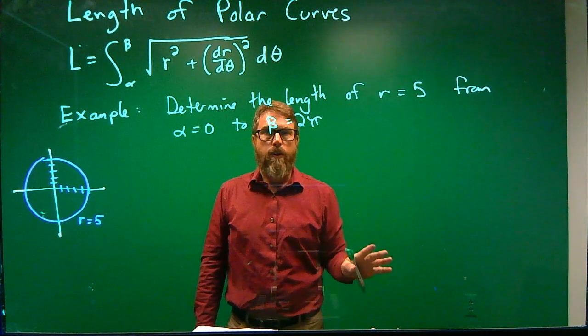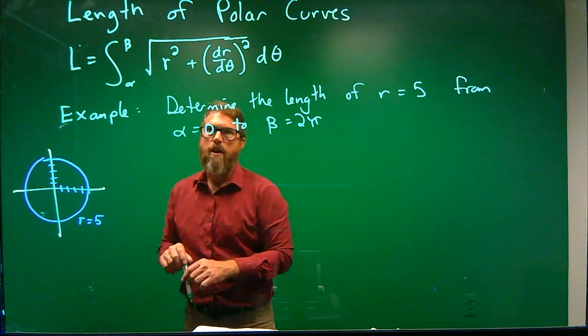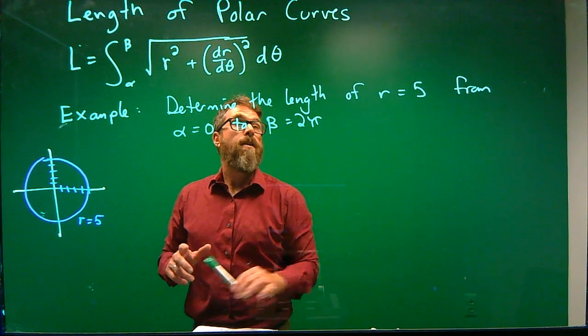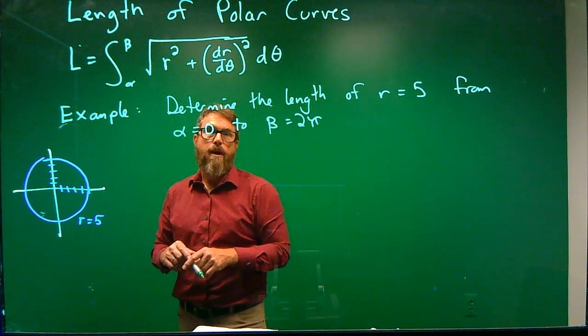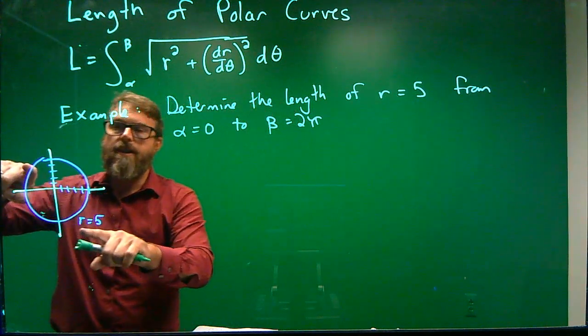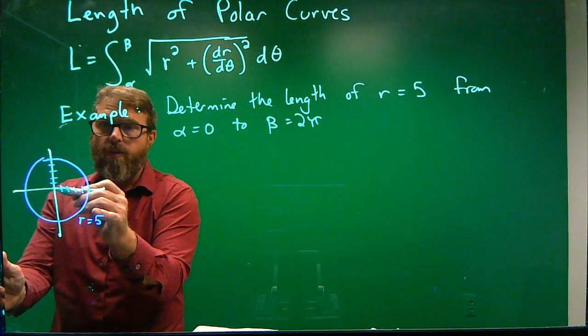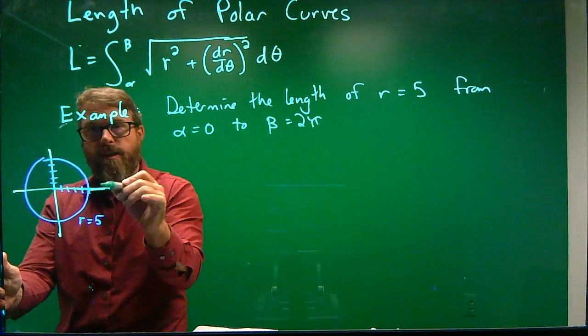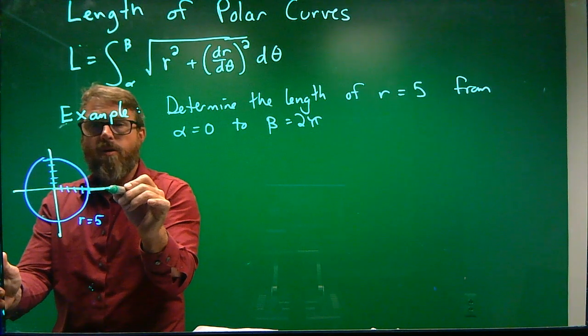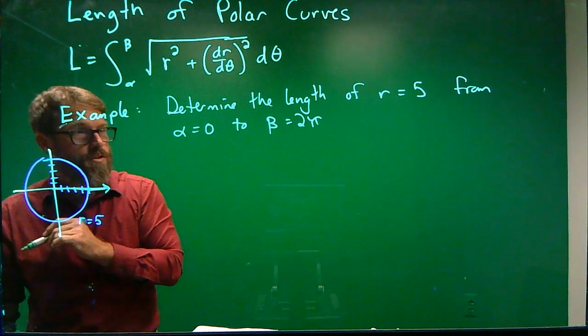A trivial equation, just so I can make sure that this formula makes sense to us. Determine the length of the curve r equals 5 from alpha equals 0 to beta equals 2 pi. We know r equals 5 is a circle of radius 5, and we're going to go from the angle 0 all the way to the angle 2 pi. So we're really finding the entire length of this circle.